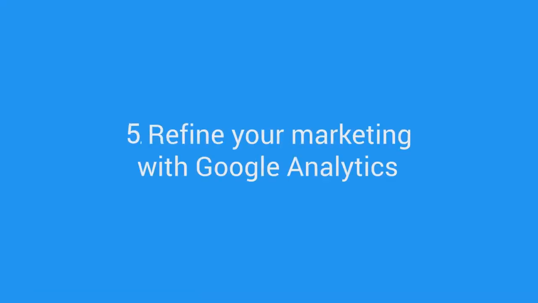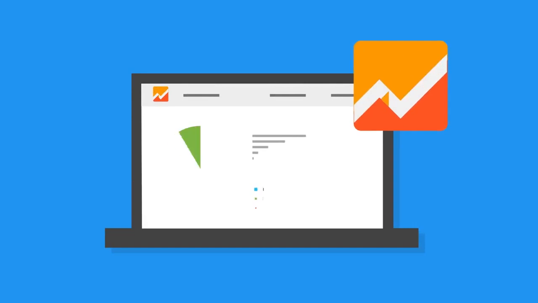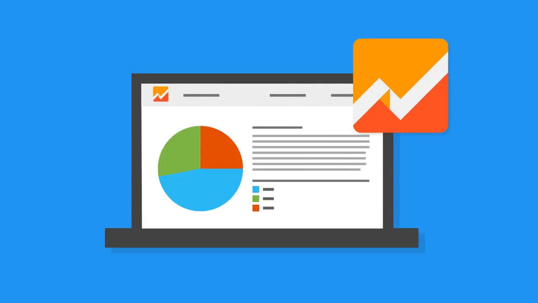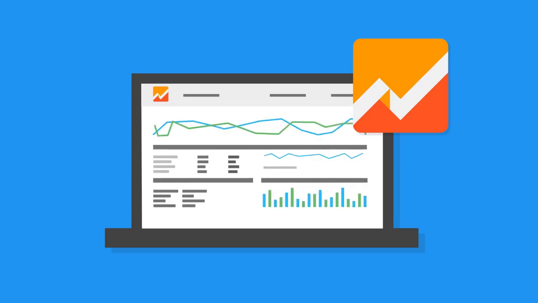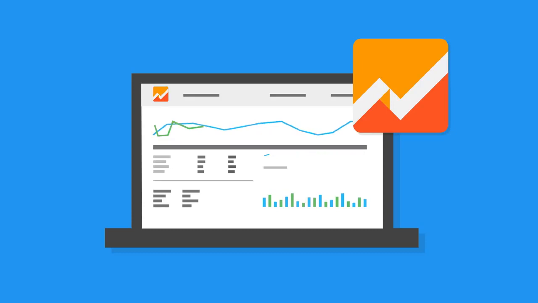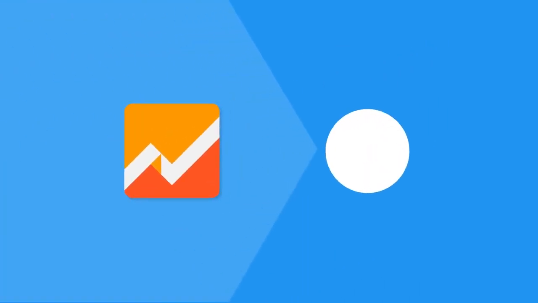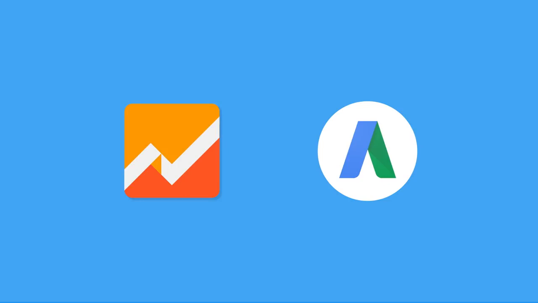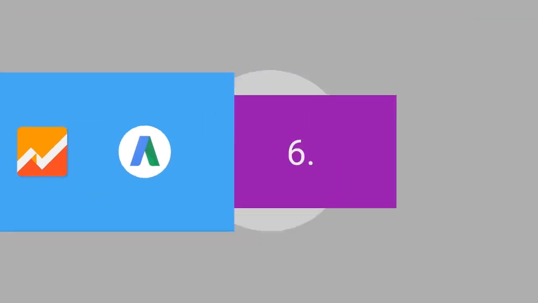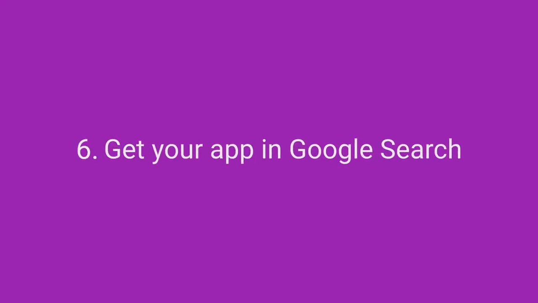Refine your marketing with Google Analytics. Make every marketing dollar work harder. You can understand which channels and campaigns are driving the most visitors to your Play Store listing, and which campaigns are driving the most installs. And with post-conversion tracking, which campaigns are bringing in the most users who take specific actions, whether that's making a payment or something else. And you can also link analytics with AdWords to test which of your ads and creative work the best.